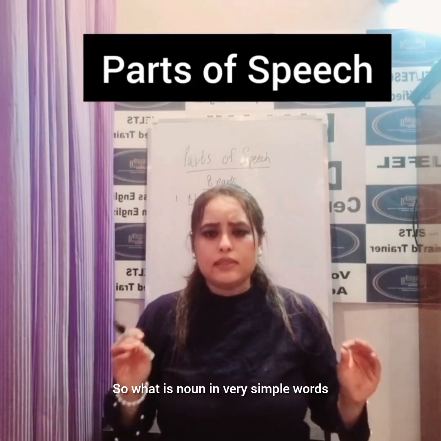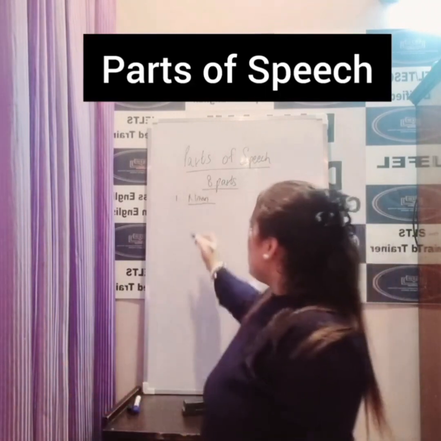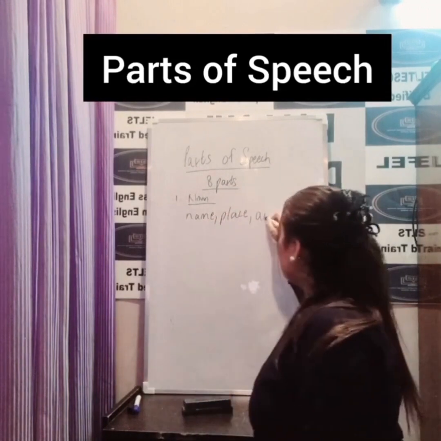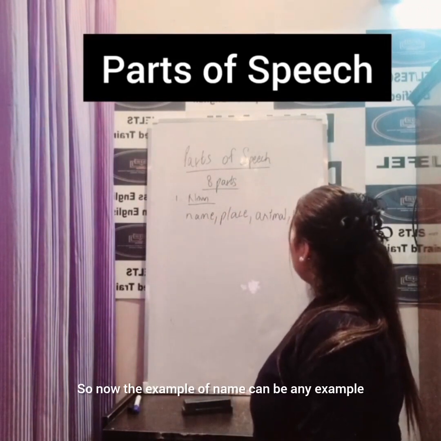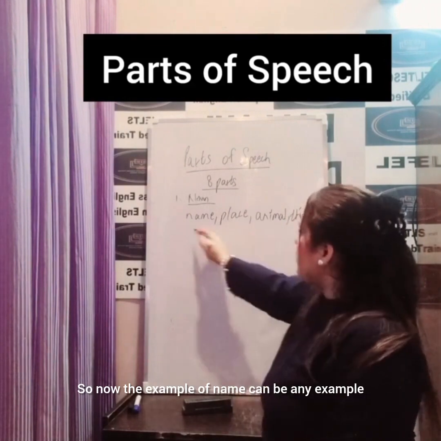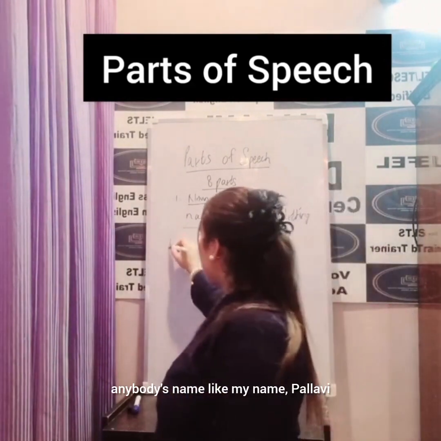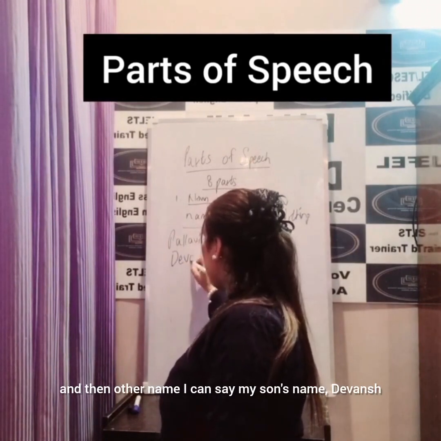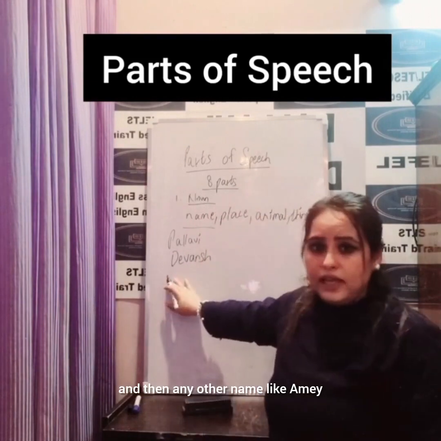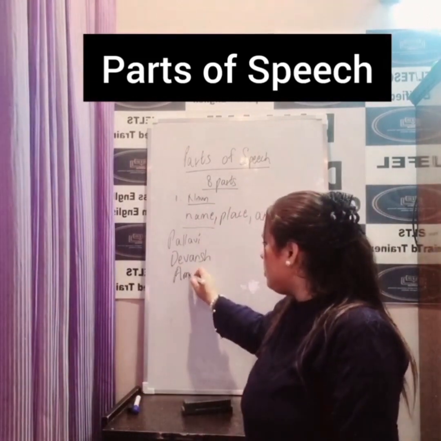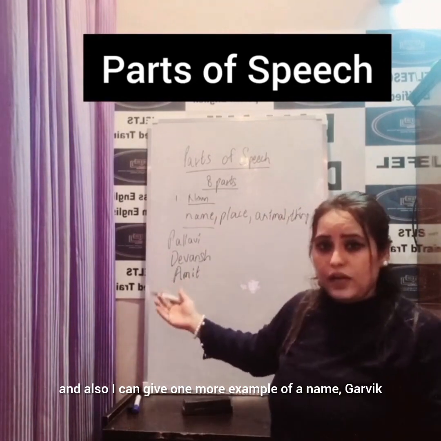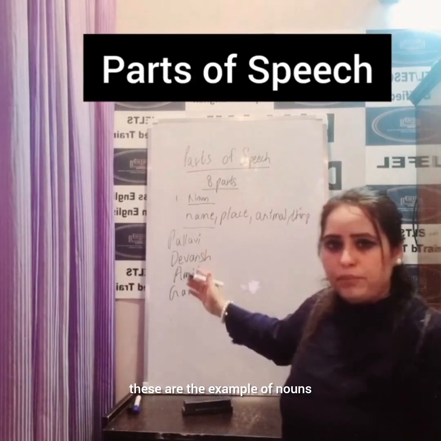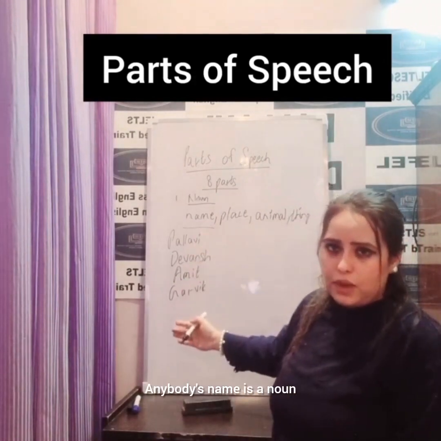So what is noun? In very simple words, name, place, animal, thing. Now the example of name can be anybody's name, like my name, Pallavi, and then my son's name, Devansh, and any other name like Amit, and also one more example of a name, Garvik. So these are examples of nouns.